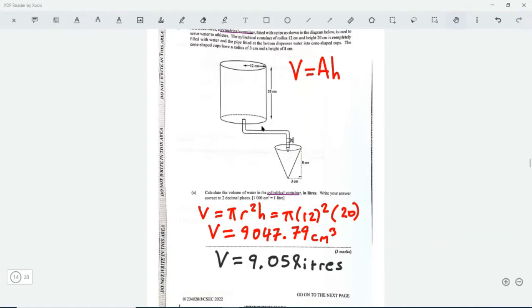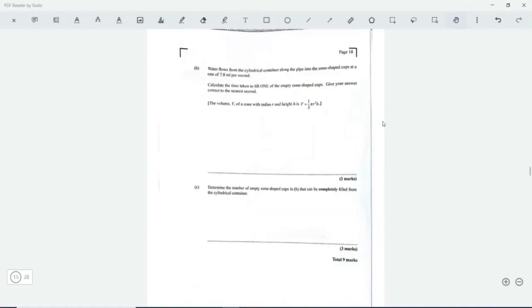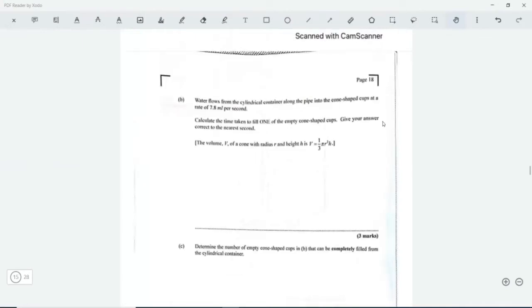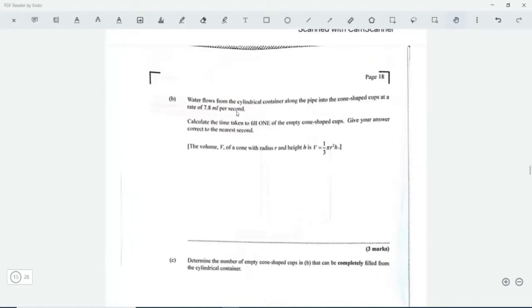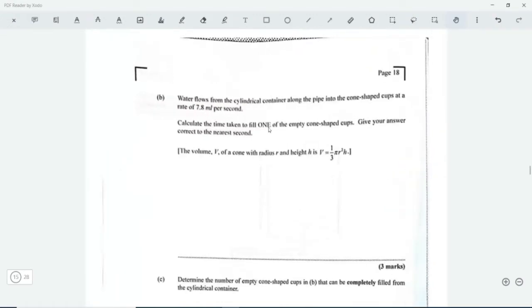All right. Now part B, it says, water flows from the cylindrical container along the pipe into the cone-shaped cup at a rate of 7.8 ml, ml should be milliliters per second. Calculate the time taken to fill one of the empty cone-shaped cups. Give your answer correct to the nearest second. How long is it going to take to fill one empty cup?